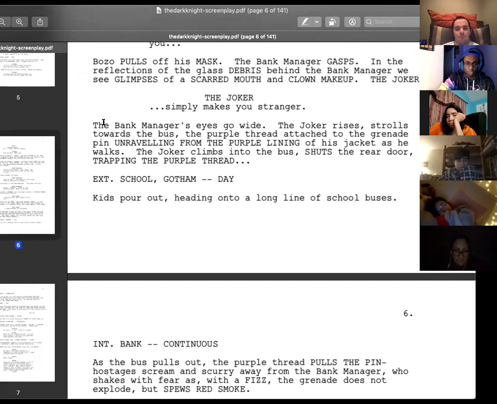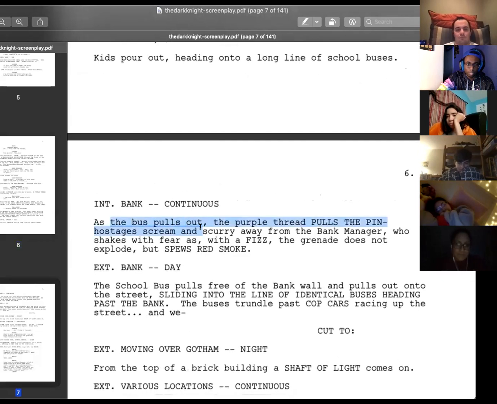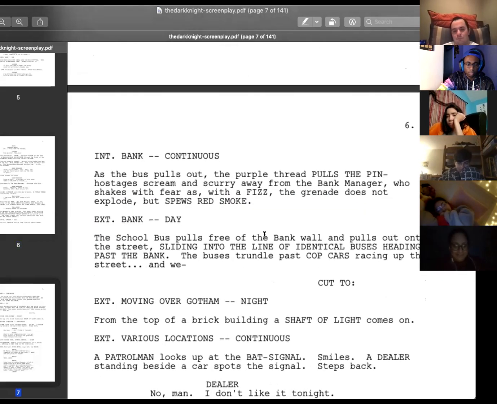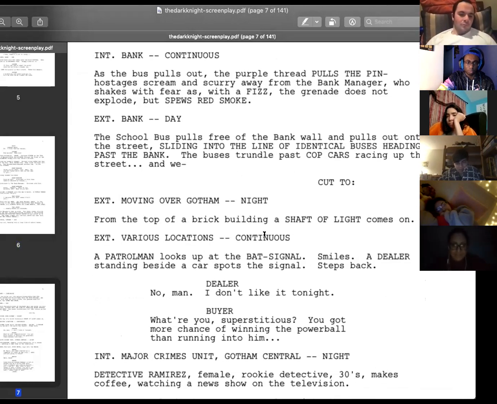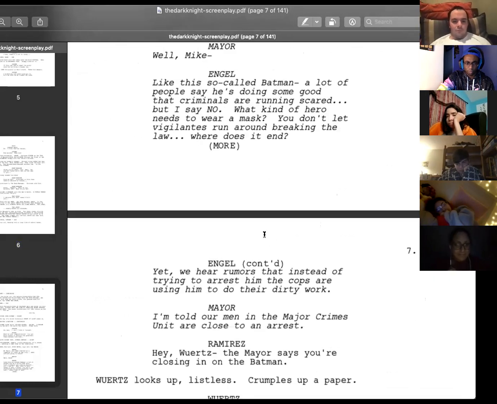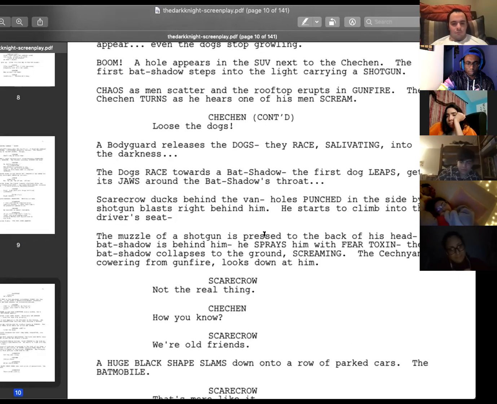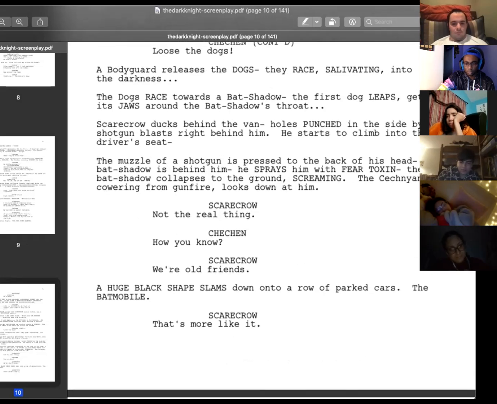Okay. So you can see with the way this was written, they purposely include the kind of facial expressions they want from their character. Like the bank manager's eyes go wide, Joker rises, strolls towards the bus, purple thread, blows the place up. School bus pulls out. So they definitely include the action in a pretty descriptive way. But yeah, that's pretty much all I want to say for that today.